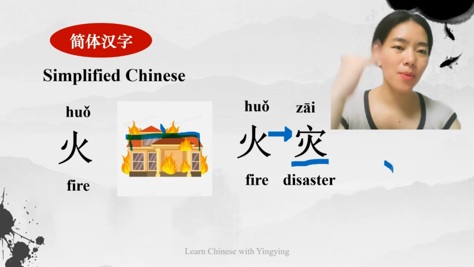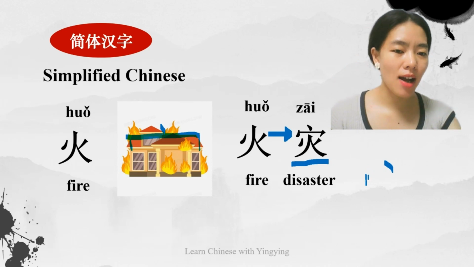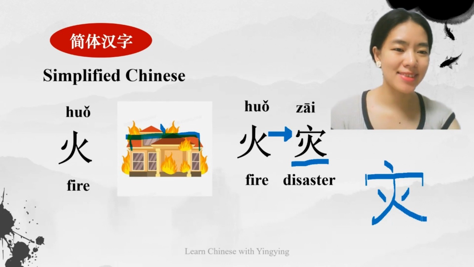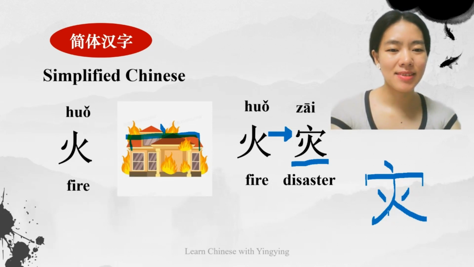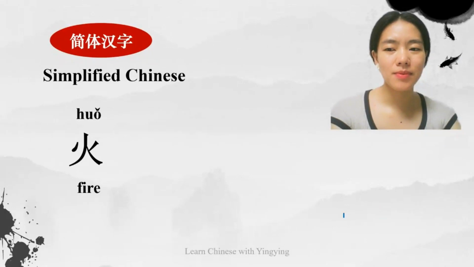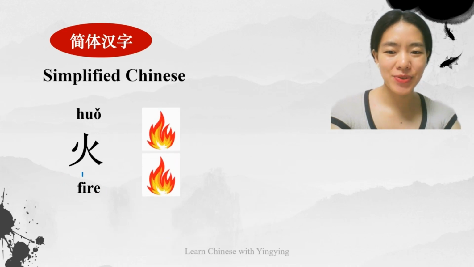Okay, let's write the word 灾 together. Still from top to bottom. So a dot, a roof, and at the bottom of it is 火. Now I believe you are super familiar with this word 火, don't you?